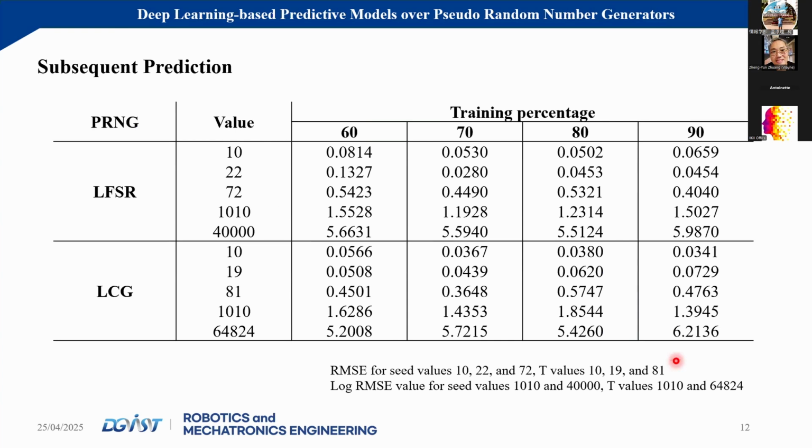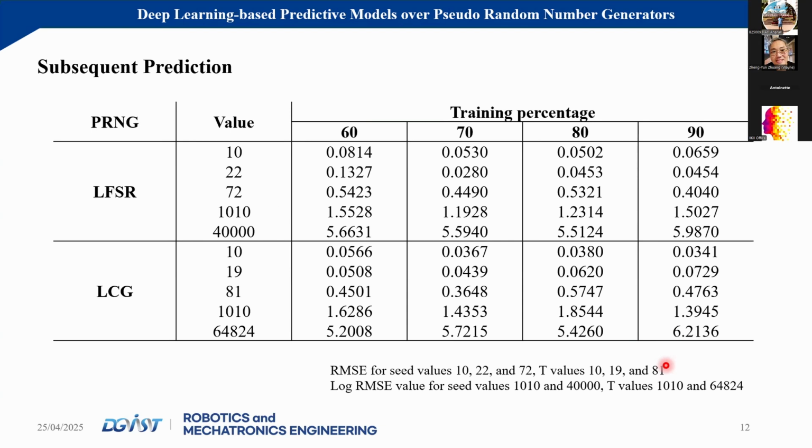Moving on is the subsequent prediction. Predicting the upcoming sequence in LFSR involves forecasting the subsequent bits in the pseudo-random sequence based on previously generated values. We generated 1,000 sequence samples for each value, ensuring a consistent number of samples regardless of repeating values.